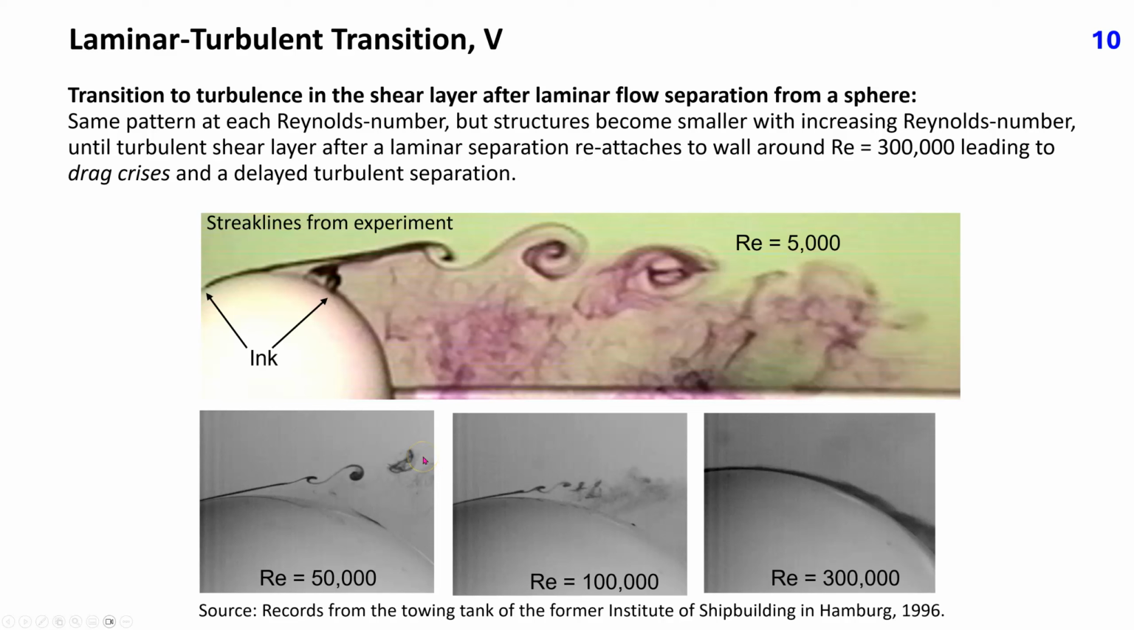At a sufficiently high Reynolds number, turbulence from the shear layer starts interacting with the wall, leading to a small recirculation bubble between laminar separation and turbulent reattachment. The turbulent boundary layer stays attached to the sphere wall for a while until the adverse pressure gradient causes turbulent separation. This happens around Reynolds number 300,000, leading to a sudden reduction in drag and a shorter circulation zone in the wake.